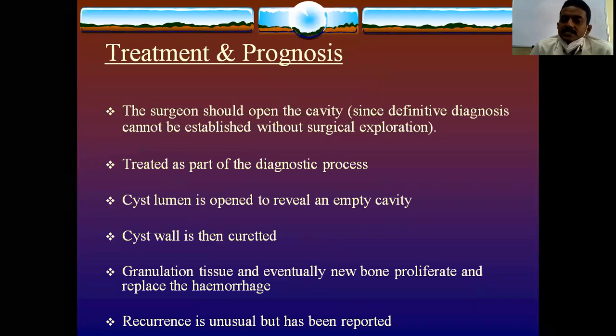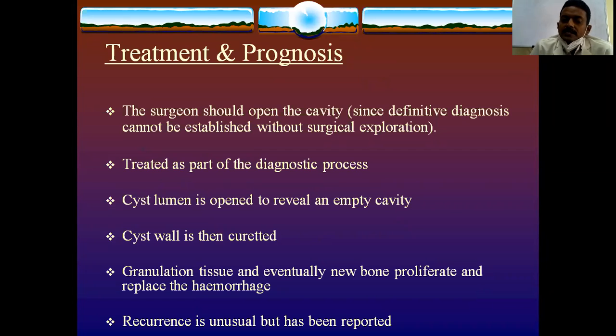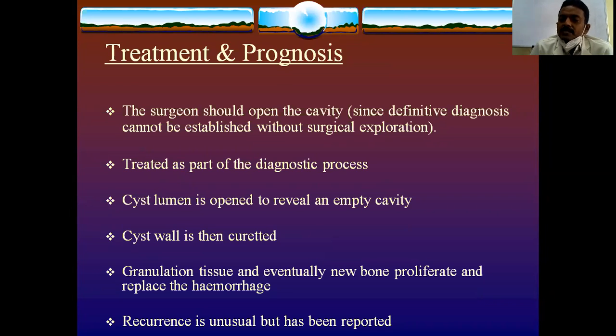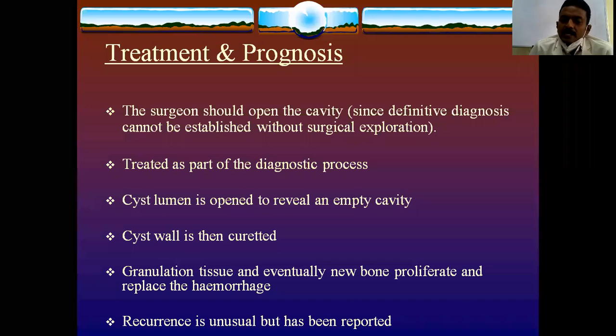Treatment. The surgeon should open the cavity, treating it as part of the diagnostic process. The cyst lumen and the cyst wall are curetted. The granulation tissue and eventually new bone proliferate and replace this hemorrhage. Recurrence is unusual, but in some cases recurrence has also been reported.